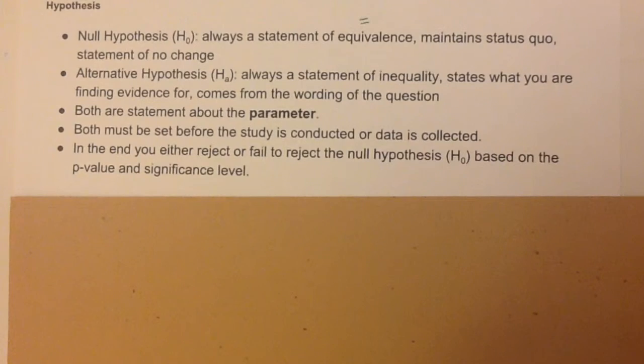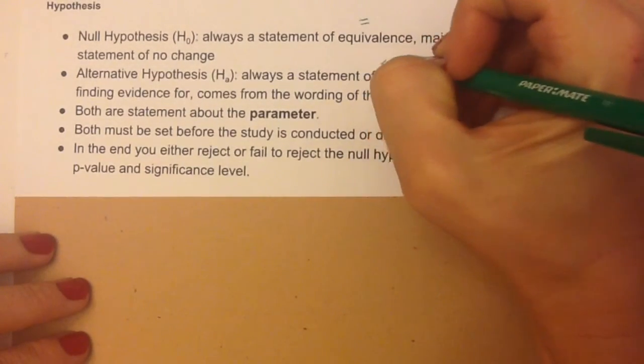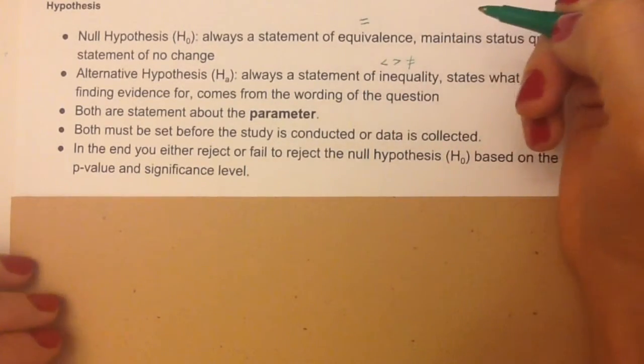So what you're testing against is your alternative hypothesis, using the notation H subscript A, and we call that our HA. It's always a statement of inequality. It states what you are finding evidence for and comes from the wording of the question. Now, because it's a statement of inequality, it can be a less than, it could be a greater than, it can be a not equal to.